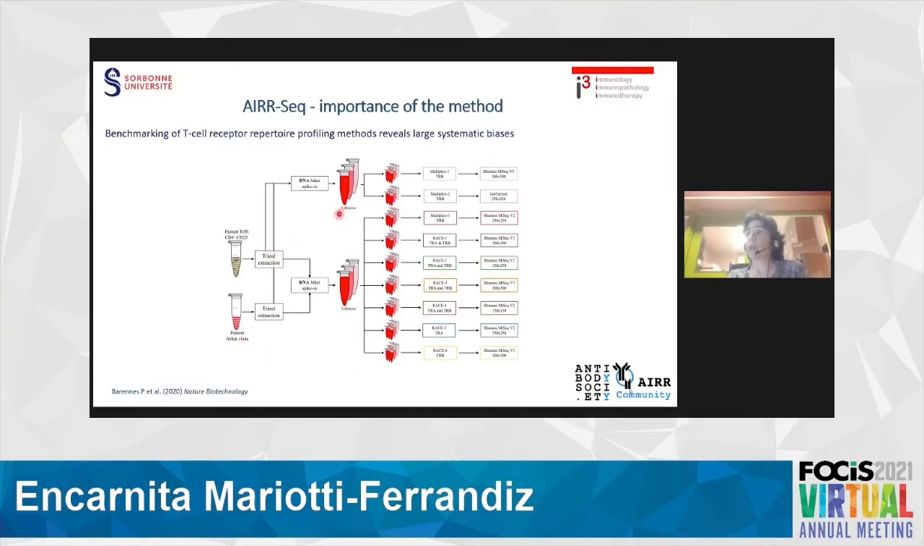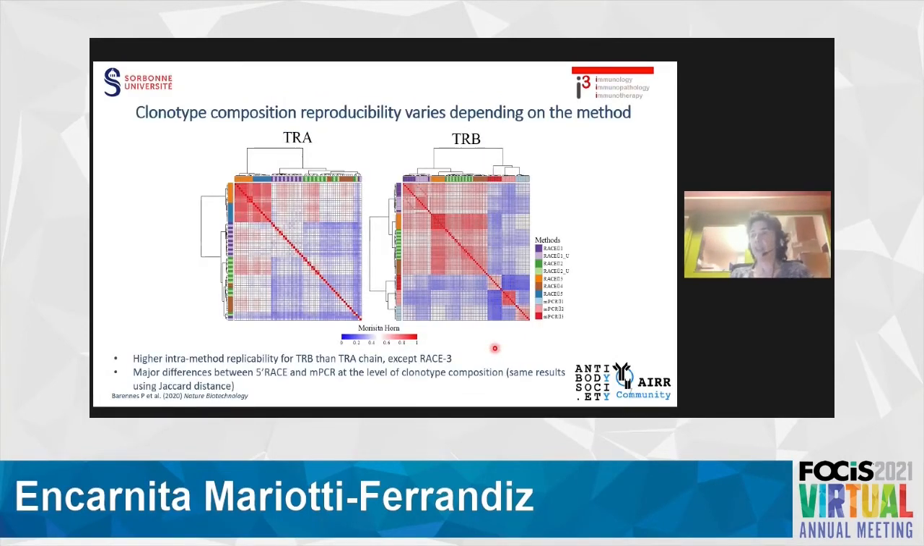What was done was that for each method that was analyzed, we had 3 aliquots per dilution and 3 levels of dilutions of the JORCAT clone. So at the end, we had 9 aliquots that were analyzed by 9 different methods and sequenced in a similar manner. I will not detail all the results of this study because it has been published recently in Nature Biotechnology.